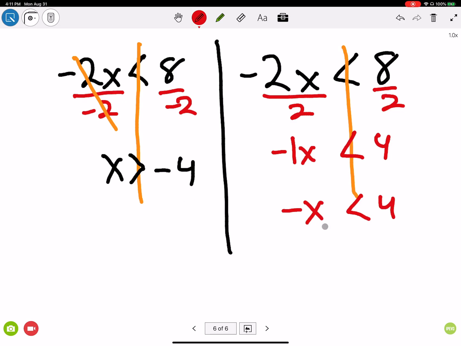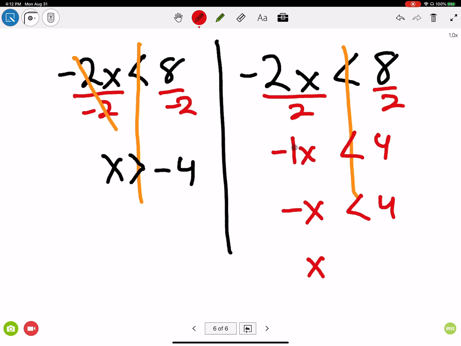Well, if I read this, I can read this in two ways. I can read this as negative x is less than 4, or I can read this as the opposite of x is less than 4. Well, if the opposite of x is less than 4, then x has to be the opposite of what this says, right? Well, don't forget that to get the opposite of x, we have to multiply by negative 1.